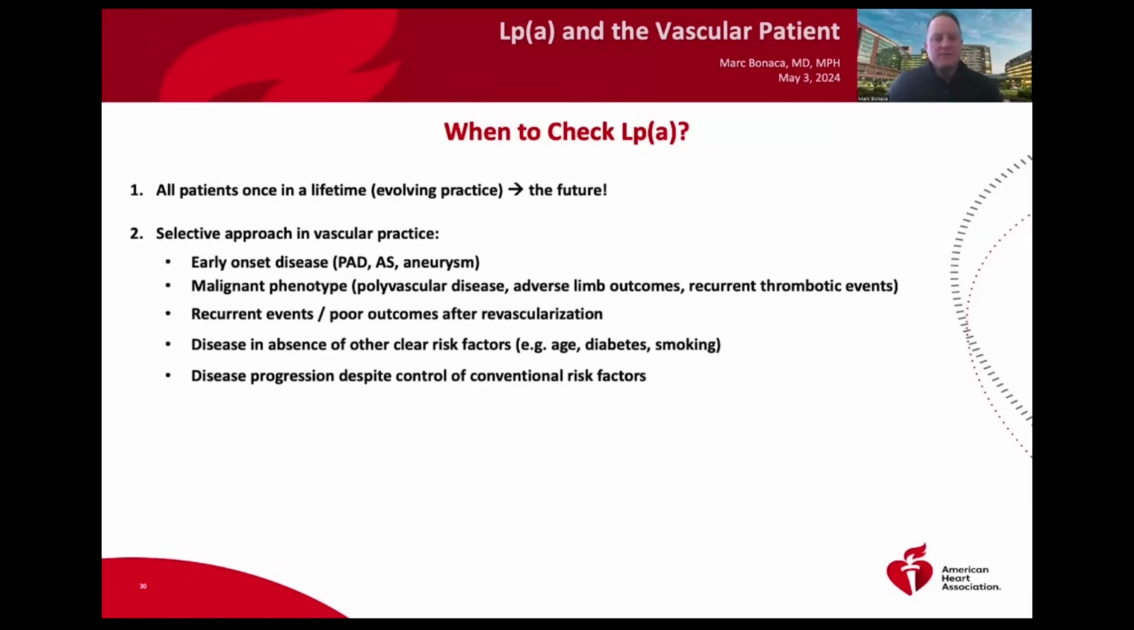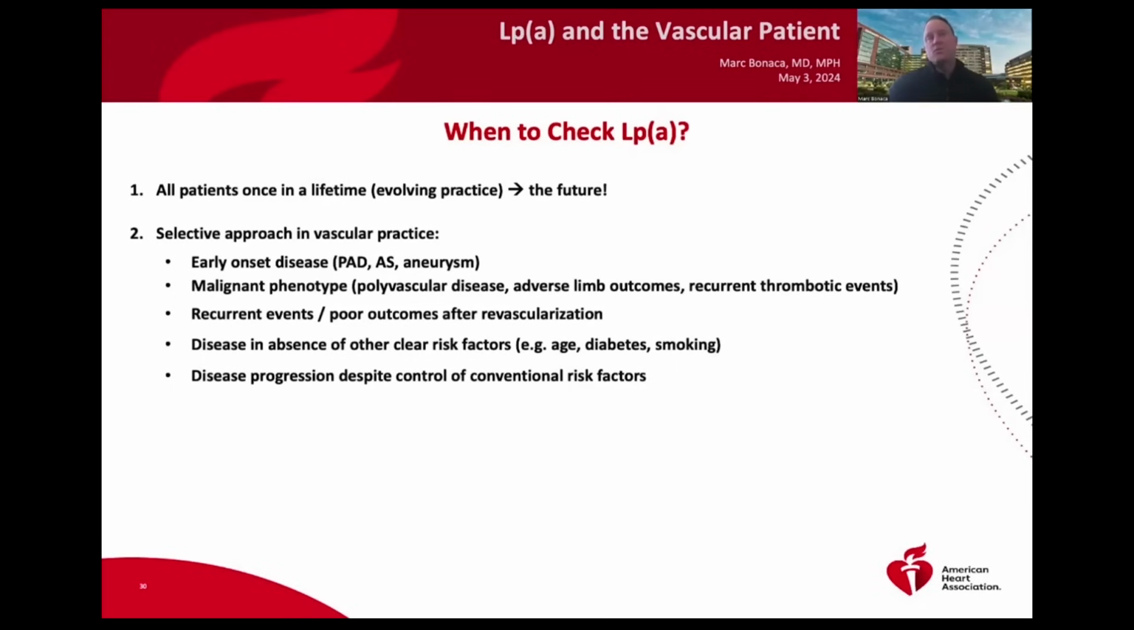And so, this really raised the question of when to check LPA. I think the future state is that everyone should have it checked once in a lifetime. It's genetically determined. I do check it in all my patients. But in the vascular practice, when you see a patient like this who's got either early onset disease, an unusual presentation of acute limb ischemia, let's say at a young age, or a severe disease, if you see PAD in the context of aortic stenosis or an aneurysm, you should be thinking about it.